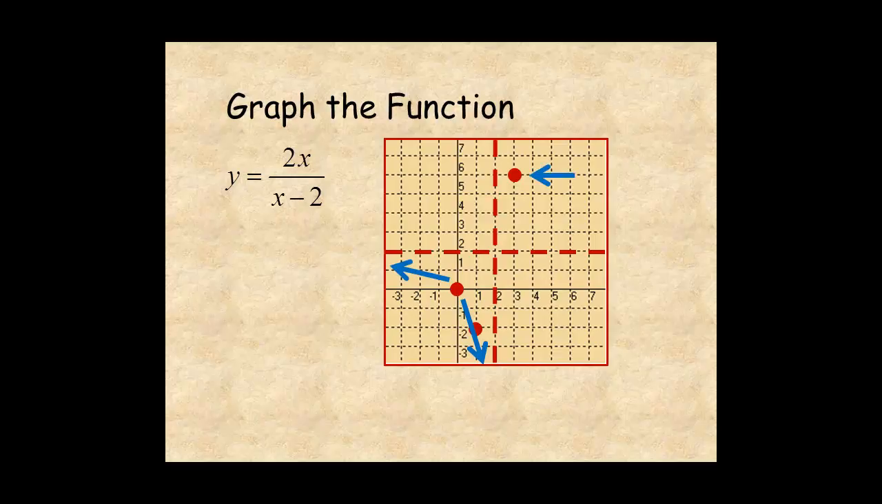From this point on the right side of the VA, the graph can't curve down because there would be an x-intercept. So the graph must curve up towards the VA and down from above towards the HA. So sketch the graph of the function like this.